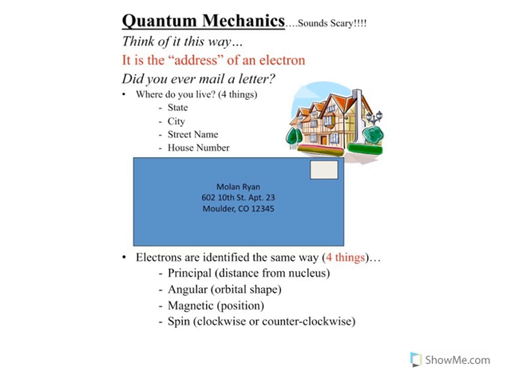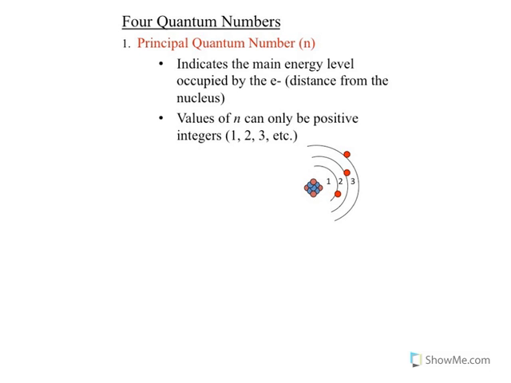There are special names for the quantum numbers, and those names are the principal quantum number, the angular quantum number, the magnetic quantum number, and the spin quantum number. These tell us the distance the electron is away from the nucleus, what shape orbital they're in, the magnetic position that they're in, and whether or not their spin is clockwise or counterclockwise. So these quantum numbers describe the orbital that's occupied by a specific electron. Let's take a look at what each of these four quantum numbers represents and then do some examples with these.